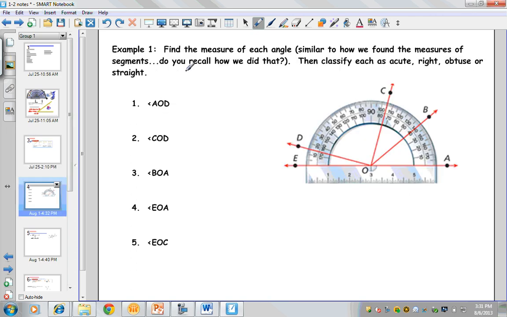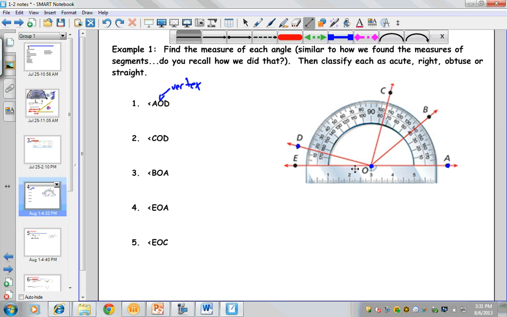Example number 1, find the measure of each angle. We have angle AOD. Now notice that in our diagram here we have multiple angles. So first off we need to talk about AOD. Remember that O is going to be the vertex of the angle. So if you look at O, notice that it is right here. A, which is right here, and then lastly D, which is right here. So we are going to be dealing with this angle right here. I'm going to try to draw this as best I can.